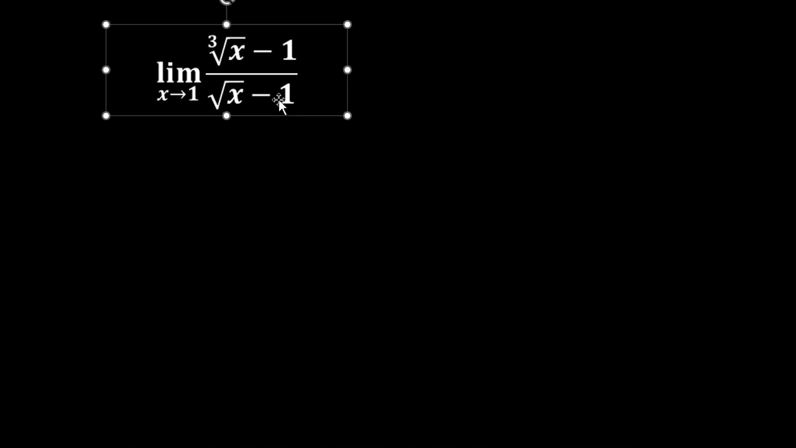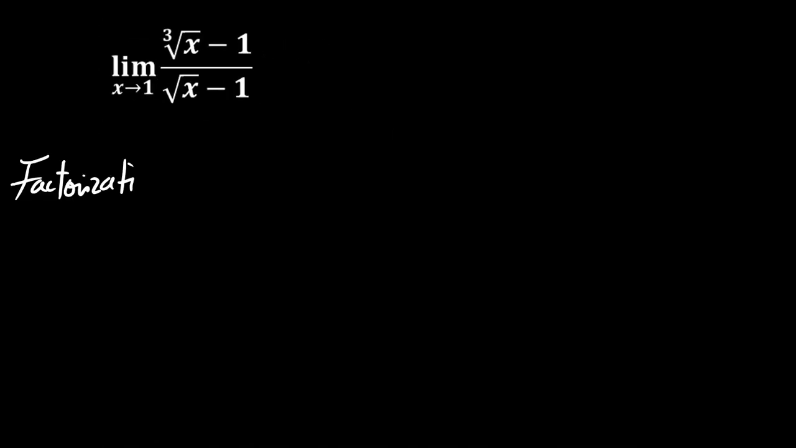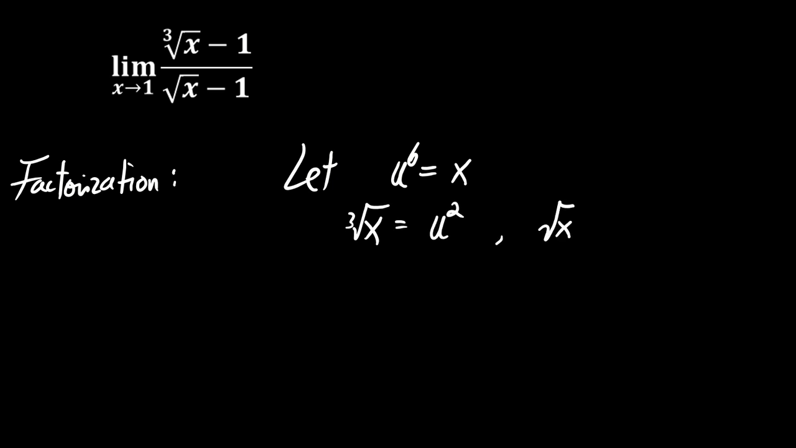Next, look at this question. We are going to use the factorization. So we will first let u to the power of 6 equal x, meaning that the cube root of x equals u to the power of 2, and the square root of x equals u to the power of 3.